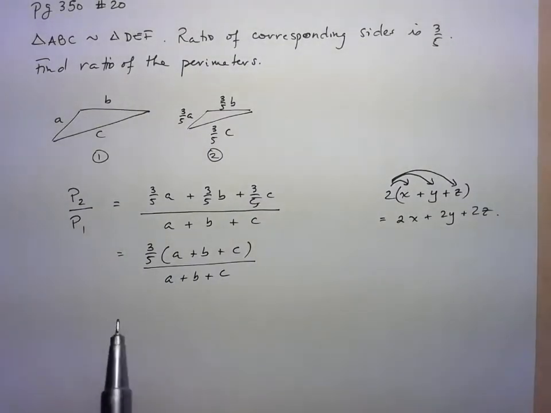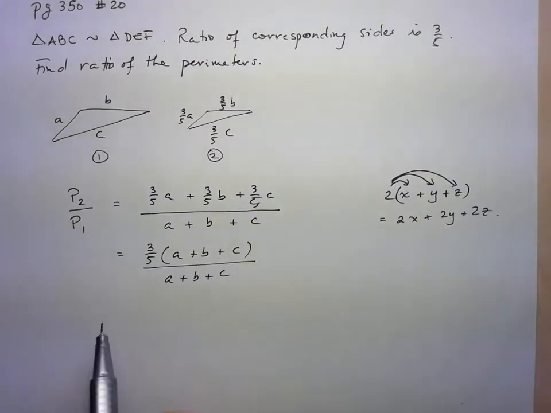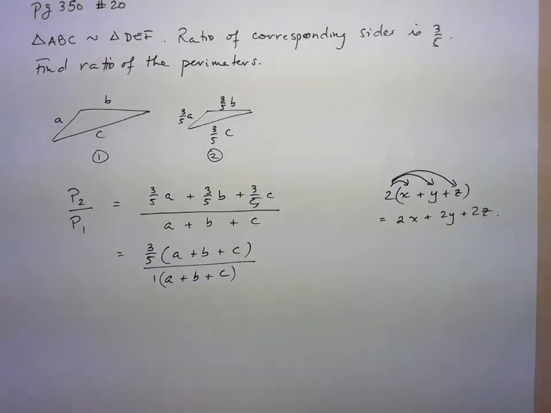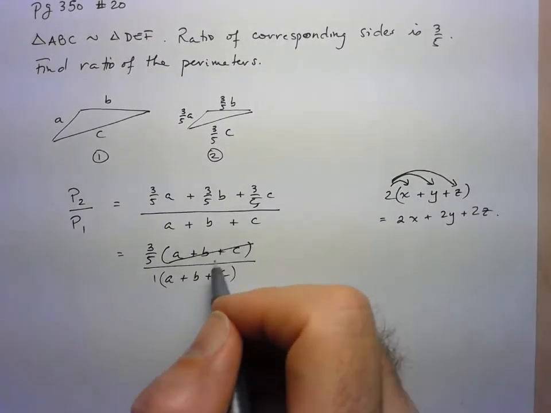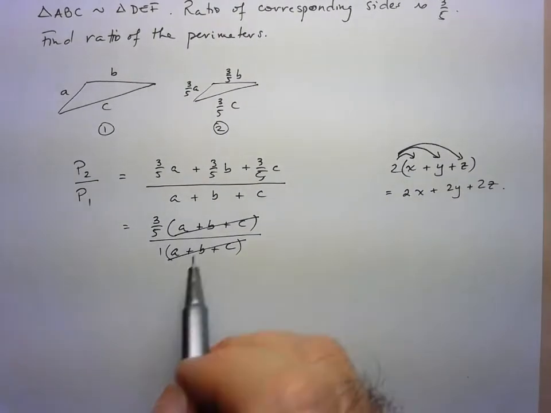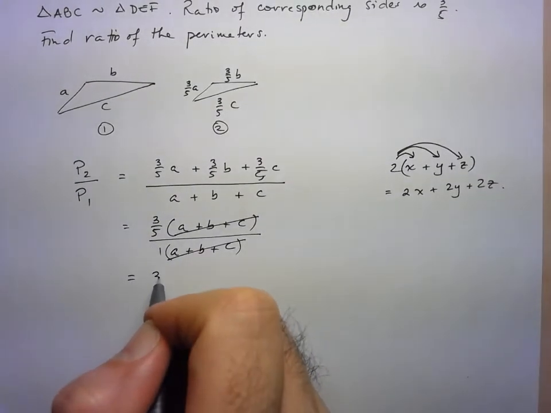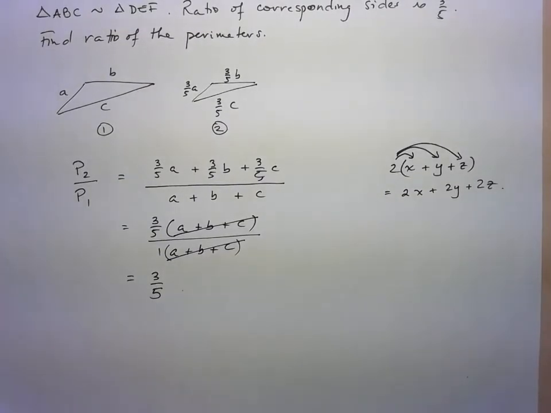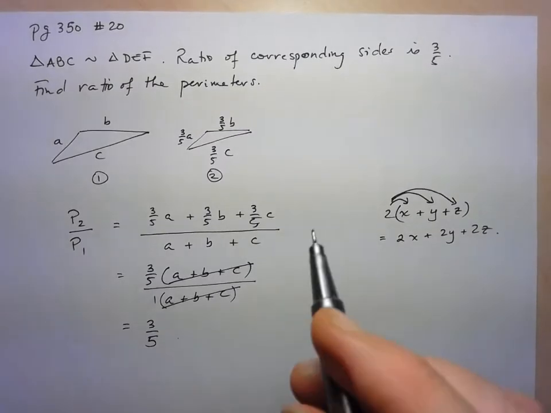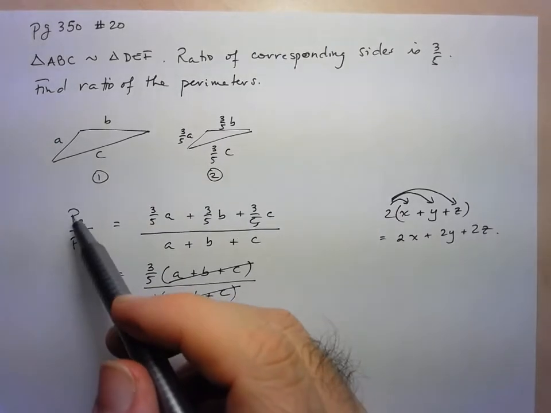So remember, factor, we're talking multiplication. Here we have A plus B plus C times 3/5. This is, think of it as A plus B plus C times 1. Okay, so we can reduce this fraction because they have a common factor in numerator and denominator. And what are we left with when we reduce this fraction? Just 3/5.